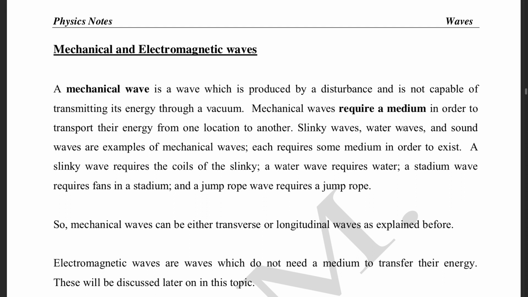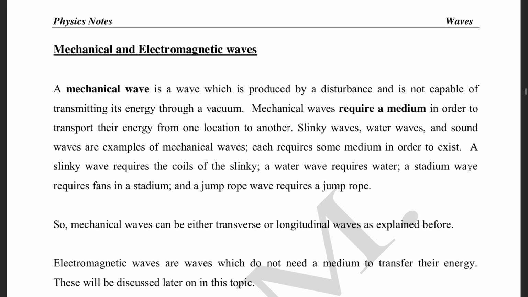Slinky waves, water waves, and sound waves are examples of mechanical waves, meaning each requires some medium in order to exist. A slinky wave requires the coils of the slinky. Without a slinky, I cannot create a slinky wave. It might seem a bit obvious, but that is the description of what a mechanical wave is. If I do not have a slinky, there cannot be any slinky waves. Similarly, a water wave requires the water. I cannot get a water wave in the air. I have to have water for the wave to be transmitted.